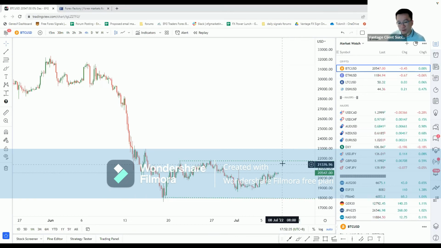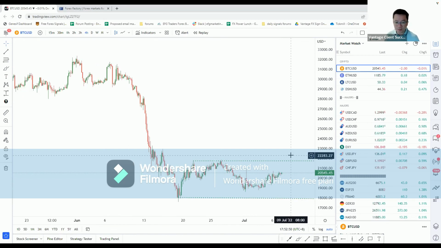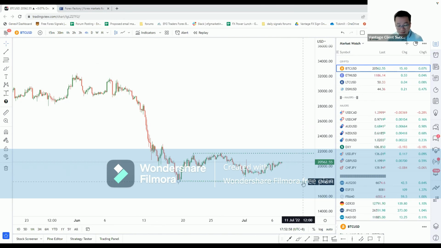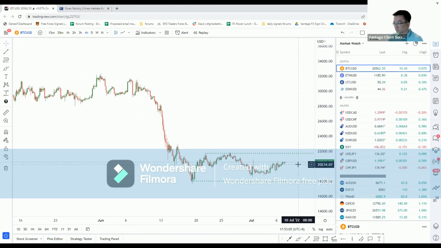Only likelihood is, if you're trading it in the short term, is to trade that range. Only if it breaks out of this 22,000 level, then we could see a stronger recovery towards the upside. But with all the bad news, it only takes a small bad news to push Bitcoin below 18,000. If it does break the 18,000 level, then we're going to see significant downside.